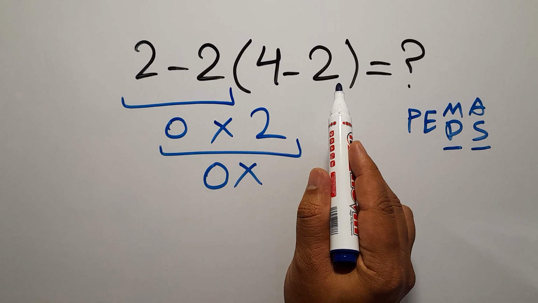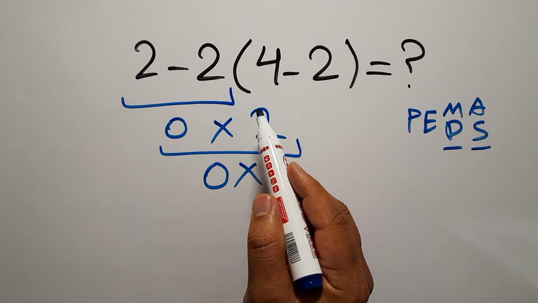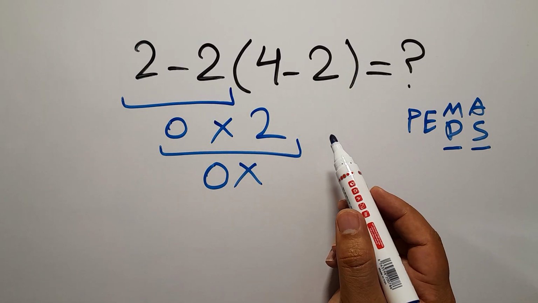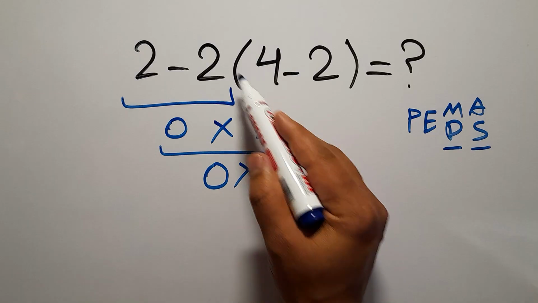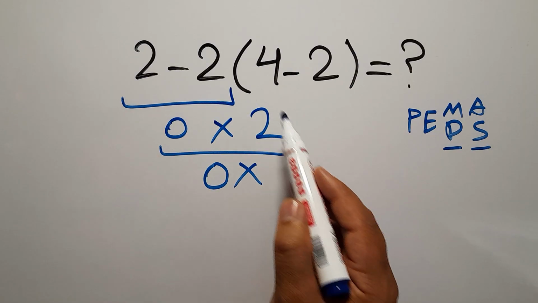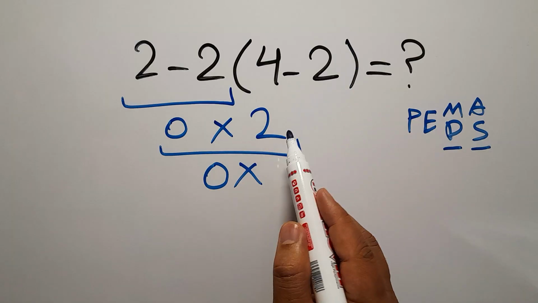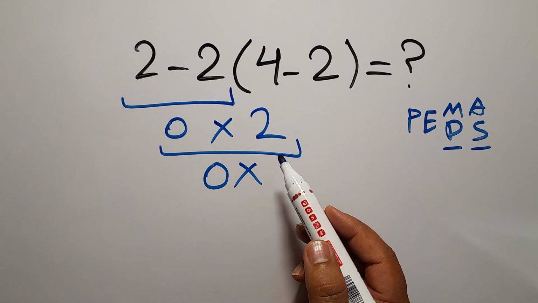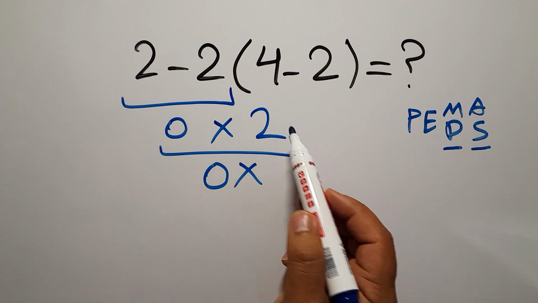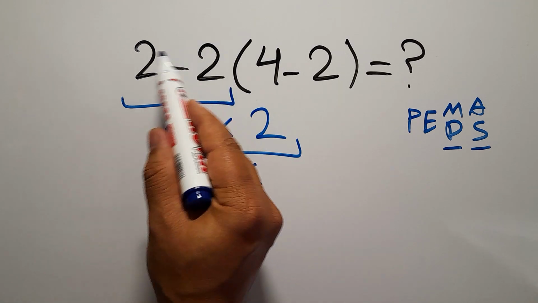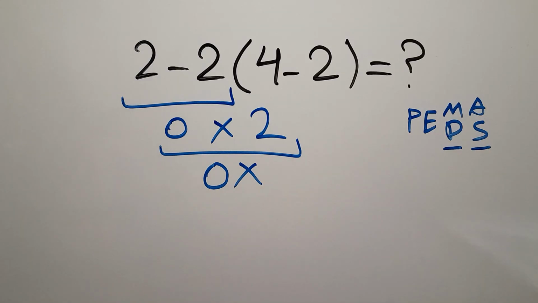Here in this expression we have one subtraction, one multiplication, and one parenthesis. In PEMDAS, parentheses has higher priority than other operations. So first we have to do this parenthesis, not this subtraction. So first this parenthesis, then this multiplication, and finally this subtraction. Okay?